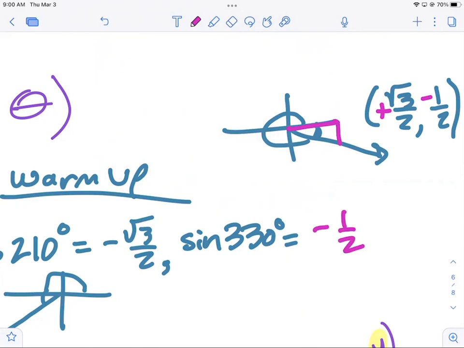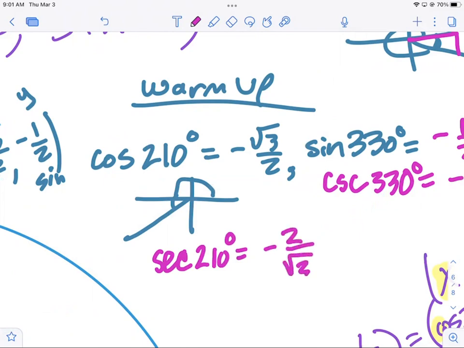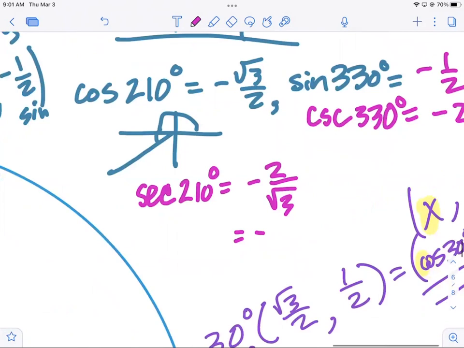And just for kicks, what would the cosecant of 330 degrees be? -2, right? -2/1. Because how are sine and cosecant related? Reciprocals. If we did the same thing over here, what's the reciprocal of cosine? Secant. So what would secant of 210 degrees be? You would flip that and get -2 over the square root of 3. But when we rationalize it, you get -2 square root of 3/3.